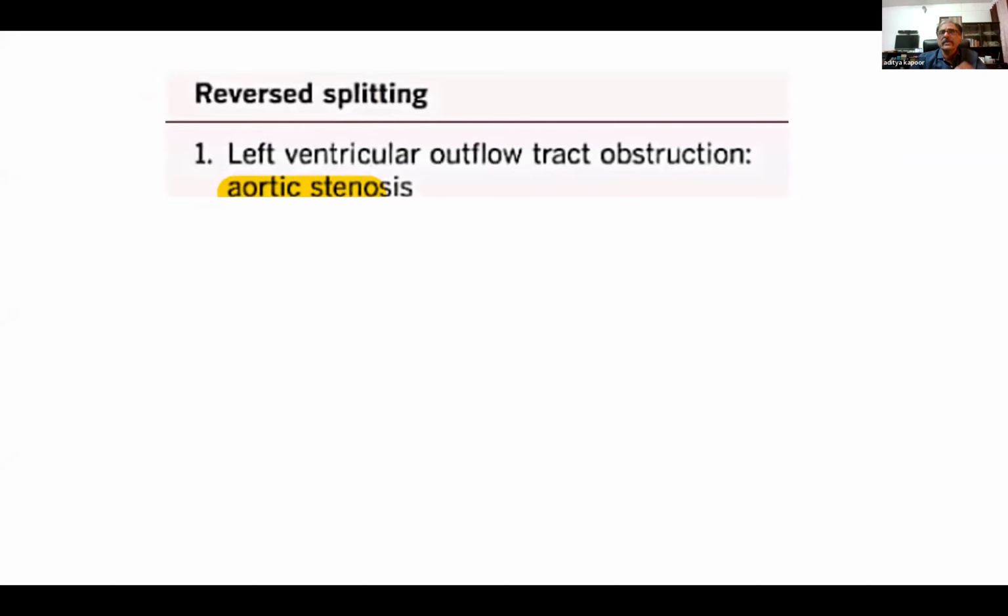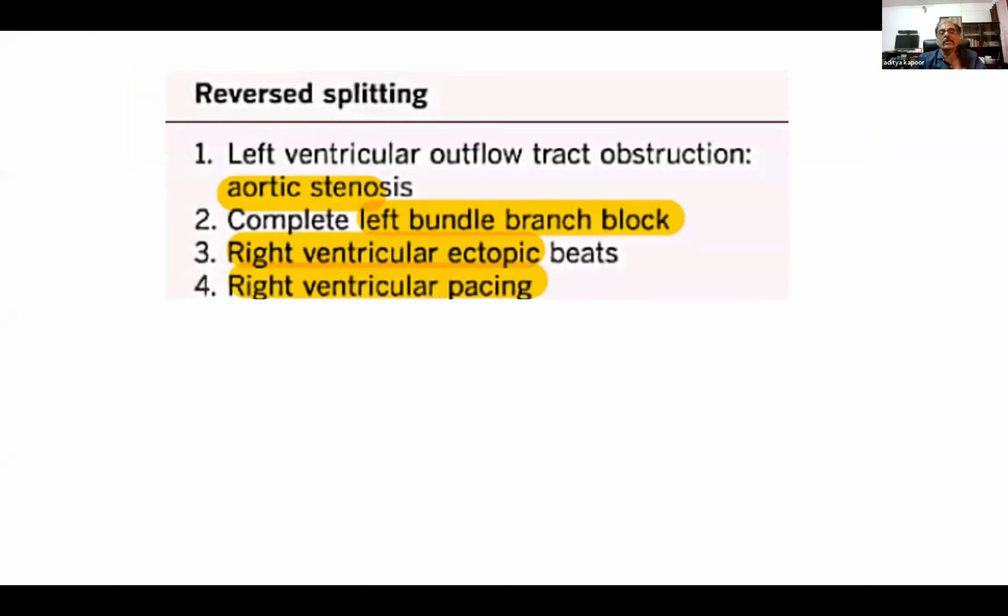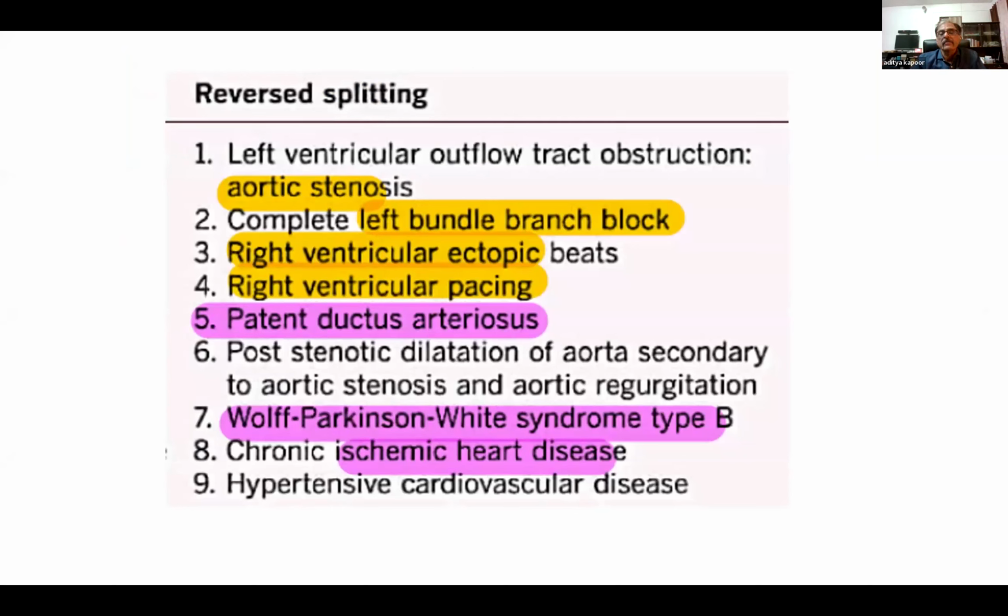Importantly, examiners ask you causes of reverse splitting. So we all know aortic stenosis. Don't forget left bundle branch block or RV pacing, PDA, WPW. Out of these, the most prolonged reverse splitting occurs with left bundle branch block, not with aortic stenosis.